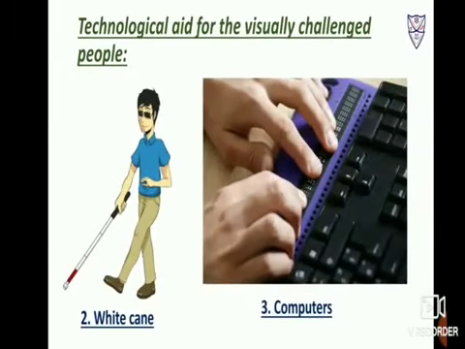Now second is the white cane. Blind people use the white cane with a red tip to improve mobility. They use this cane to detect obstacles on the way while walking. With this cane they can travel safely, confidently and independently at home and in the community.